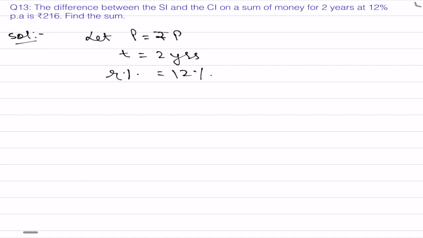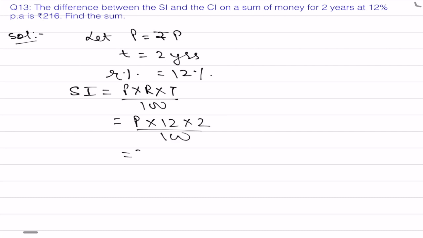Now they said the difference between SI and CI. Always remember, children, the compound interest is always more than simple interest, because in compound interest every year the principal changes, but in simple interest the principal always remains fixed. So first we will use the formula of simple interest and we will get the value of simple interest. So P into 12 into 2 upon 100, that is 24P upon 100.